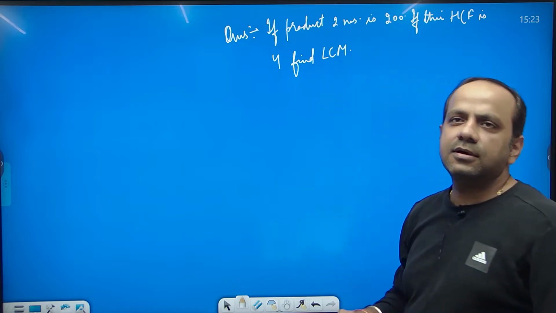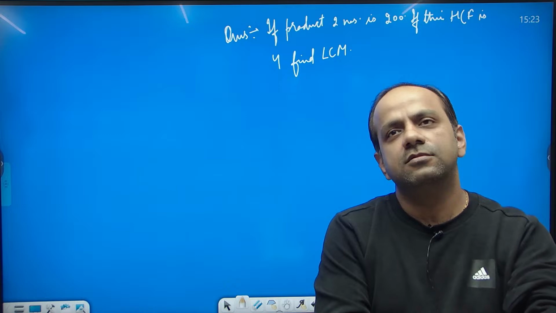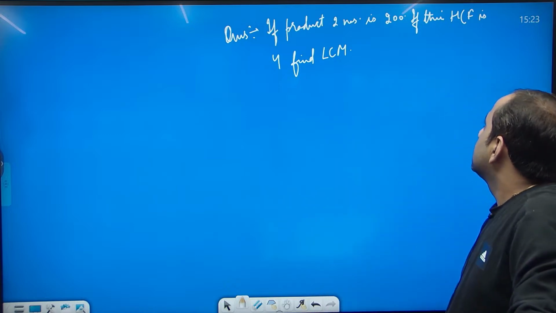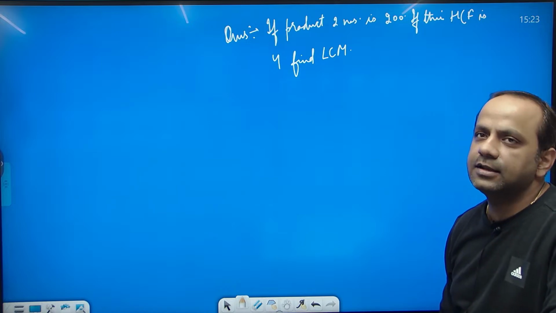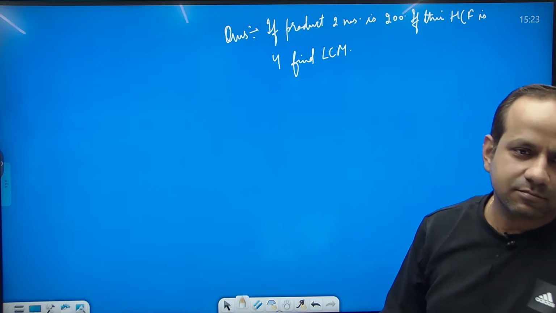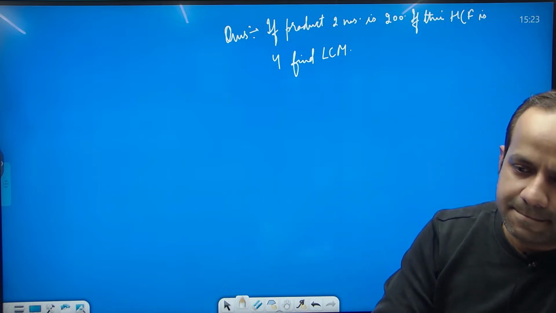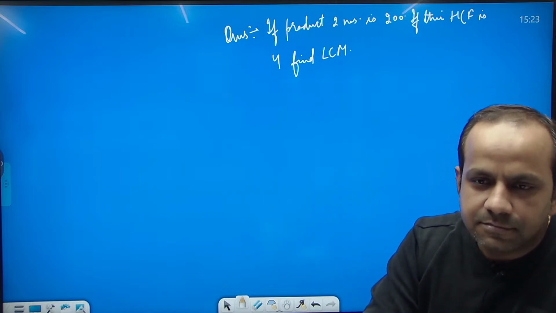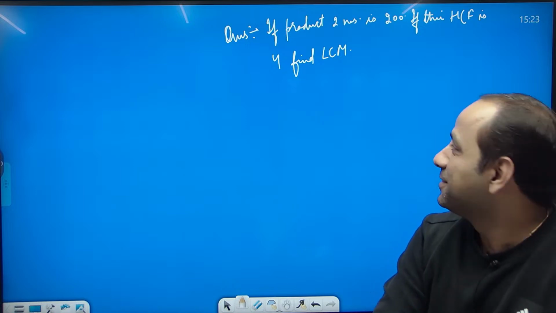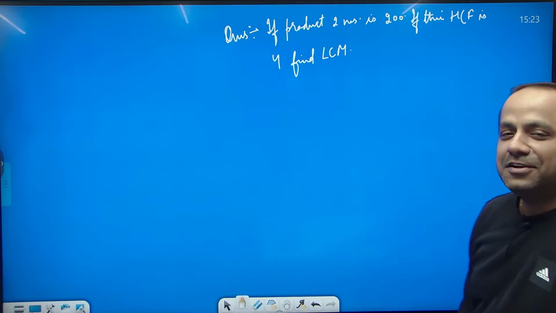Try this. I need answers from all of you. Product of two numbers is 200. If their HCF is 4, we need to find their LCM. Comment your answers, all of you. निकल गया? क्या है आंसर? डर लग रहा है ना बोलते हो? We need to find LCM.